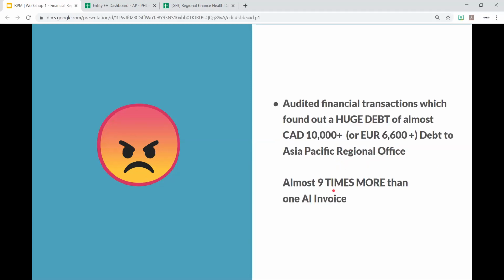And then when I did internal auditing of financial transactions, we found out a huge debt of almost 10,000 Canadian dollars, or 6,600 euros, owed to the Asia Pacific regional office, which for our size is a huge leap in terms of the amount that we need to cover. For some entities this amount may be relatively small compared to us, but based on our size, it is actually quite big, or at least it was back then.